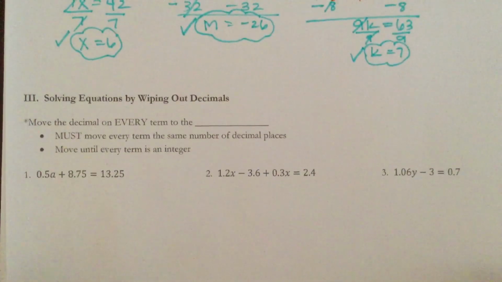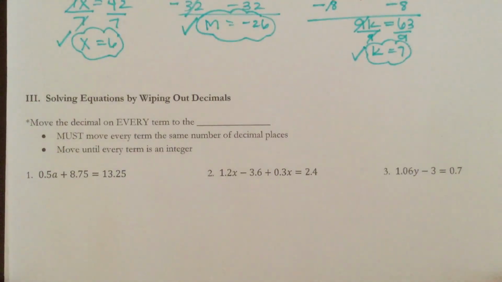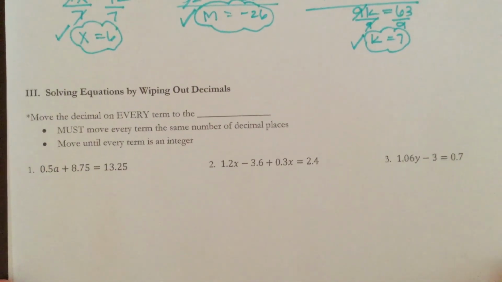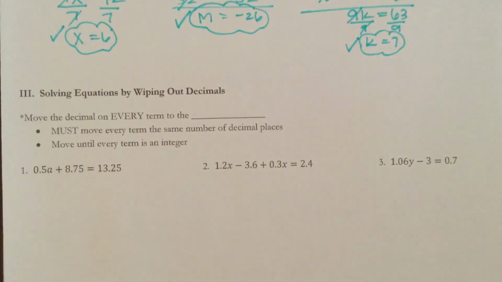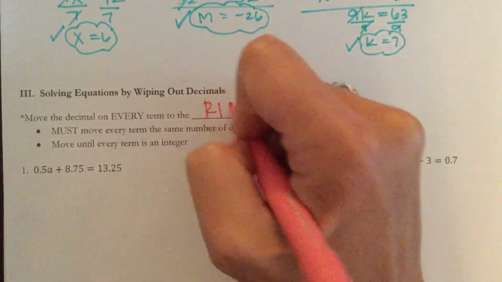The next type of solving we want to talk about is how to solve by wiping out decimals. Again, students don't enjoy working with problems that involve decimals, so let's get rid of them. Our first step is that we want to move the decimal on every term to the right.